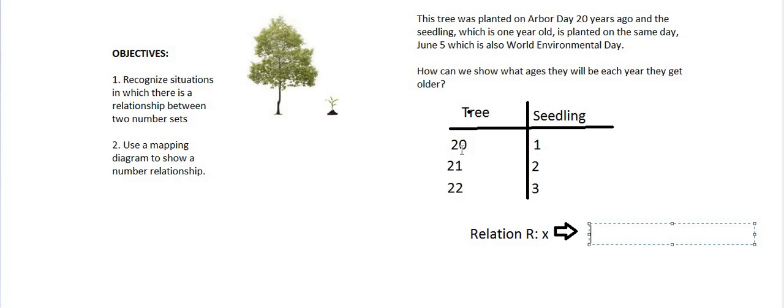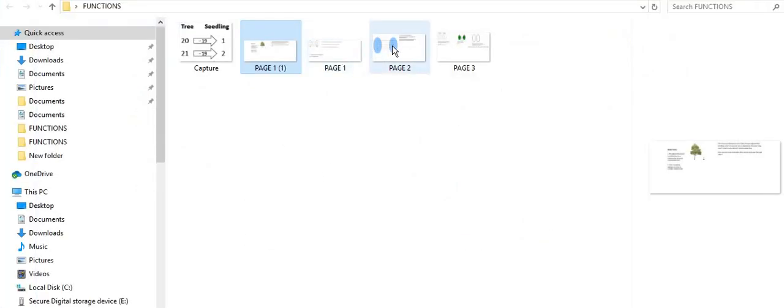All right, if you notice, you can subtract 19 from 20 to get 1. You can subtract 19 from 21 to get 2, 19 from 22 to get 3. So we can say that X maps onto X minus 19. And that's the relation. So that is how we can show what ages they will be each year they get older. And that's the relation. All right, so moving on to another example.